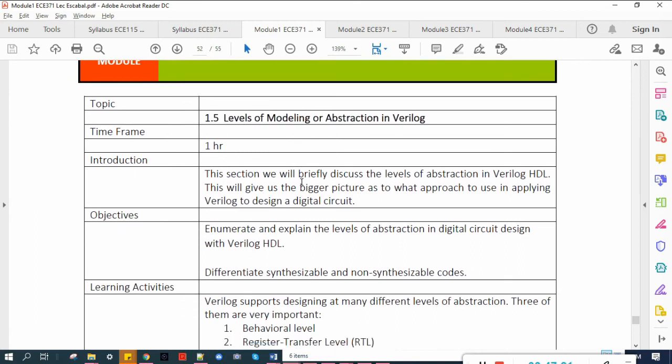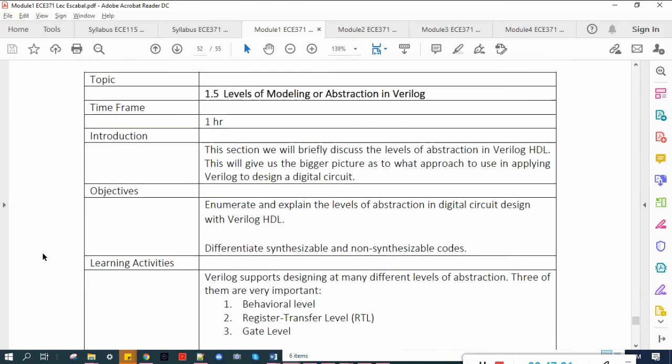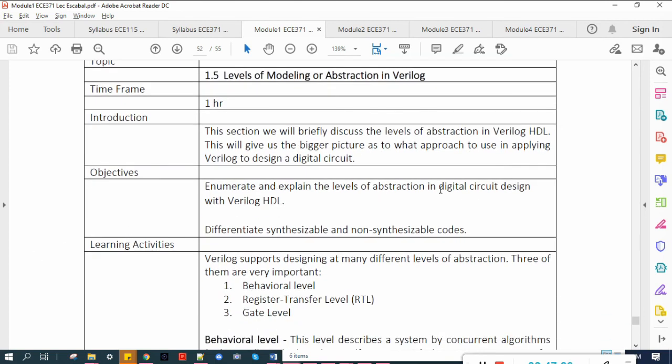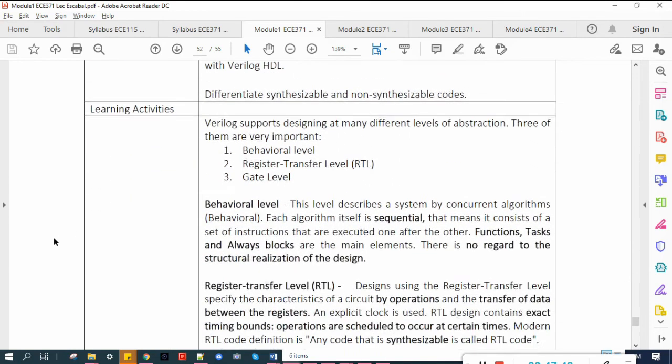In this section we will briefly discuss the levels of abstraction in Verilog HDL. This will give us the bigger picture as to what approach to use in applying Verilog to design a digital circuit. Our objective is to enumerate and explain the levels of abstraction in digital circuit design with Verilog HDL, and then differentiate synthesizable and non-synthesizable codes.